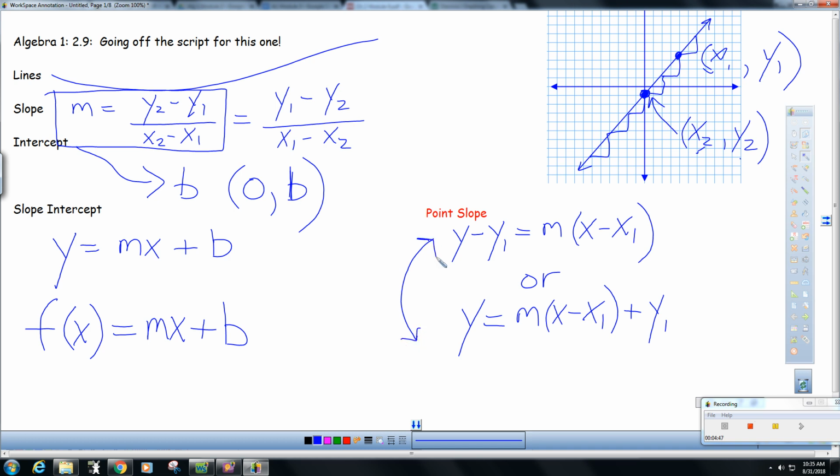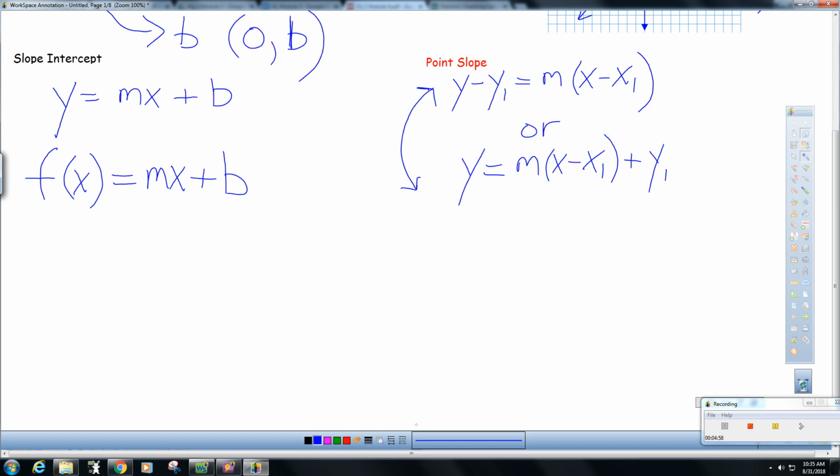But you might ask yourself, how are these two things related? Well, it all comes down to slope. Remember that slope is equal to change in y over change in x.